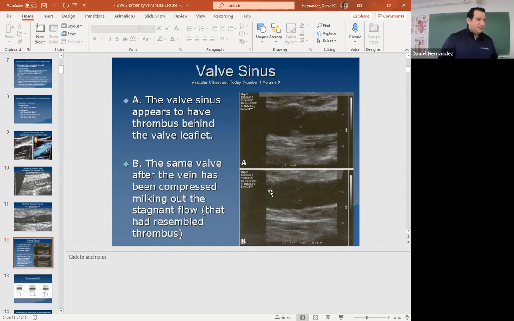The valve sinus appears to have thrombus behind the leaflet in A. The same valve, after the vein has been compressed, actually milked out that stagnant flow. With this image, the technologist was imaging, applied a little bit of pressure, and compressed the area of the valve. And what appeared to be thrombus actually got milked out. So it was just some stagnant blood that was within that valve sinus.